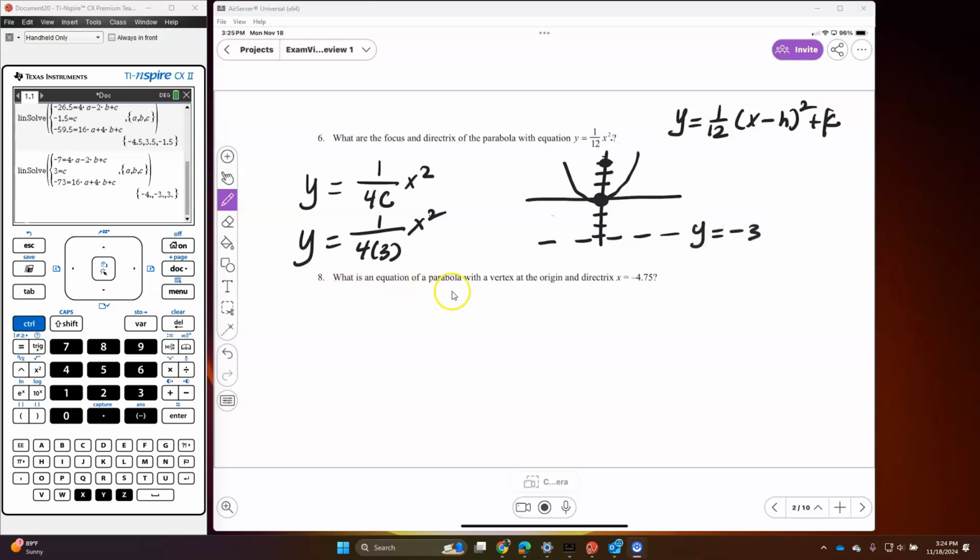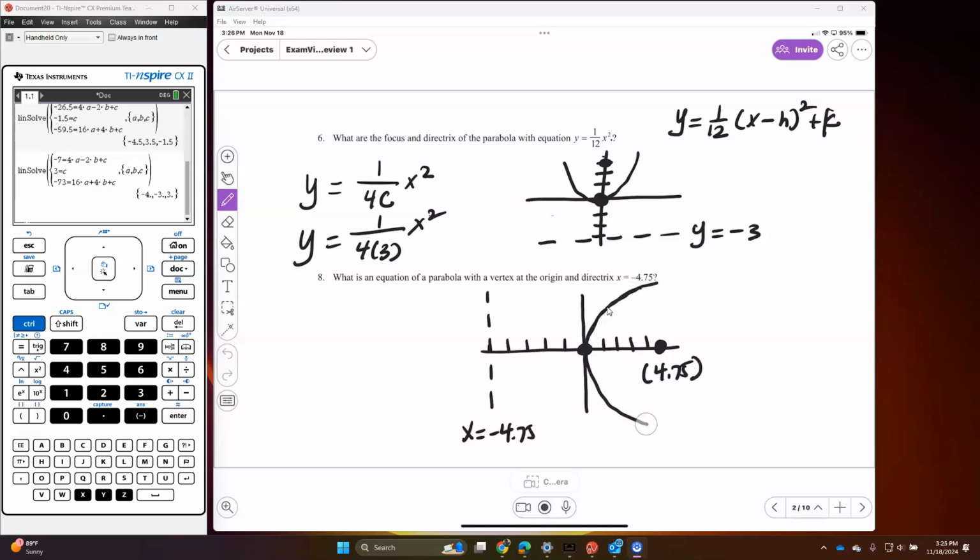What is an equation of a parabola with the vertex at the origin? Vertex at the origin, 1, 2, 3, 4, and we'll say right here it's 4.75, negative 4.75. So this will be 1, 2, 3, 4, and then some. So this will be 4.75. That's the focus. And the parabola opens up to the right.